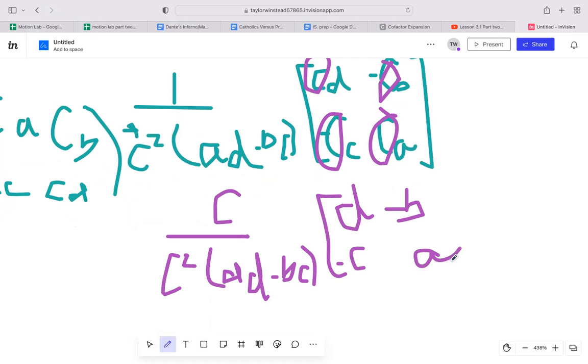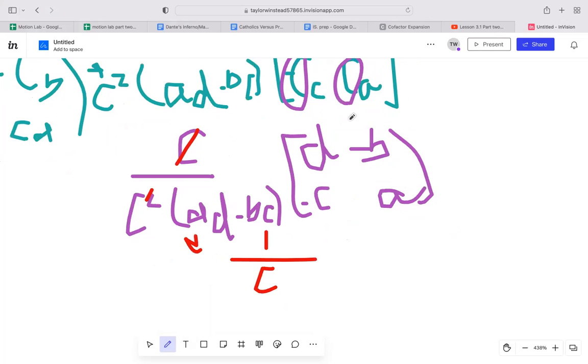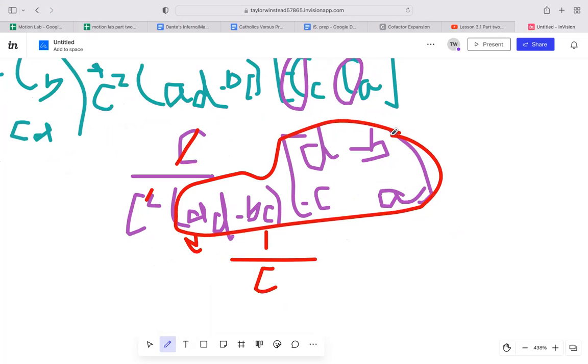Okay. Well, now the next thing you should immediately notice is that this can be crossed out, and in its place we have 1 over C, right? Now this whole thing could be characterized as inverse A, right? Because if we didn't have this whole C thing going on, this would be just what we would do to find the inverse of A. So what we're left with is 1 over C times A inverse.